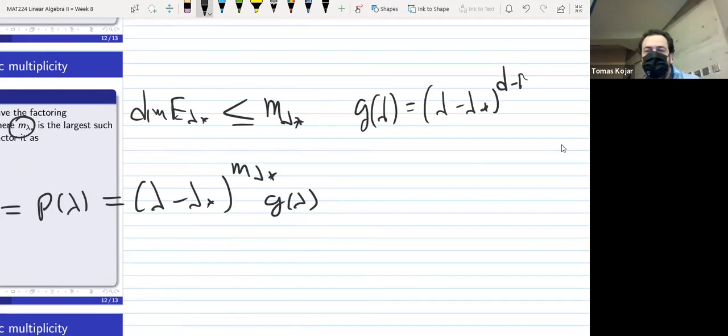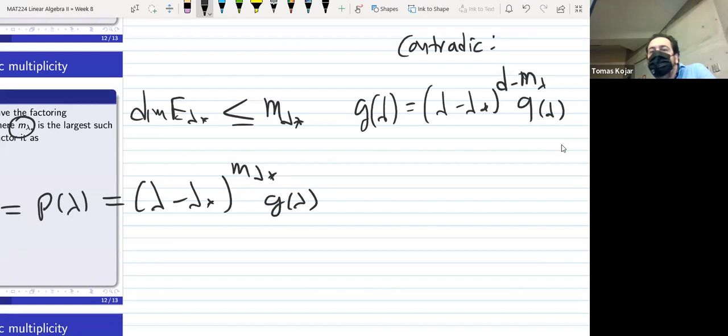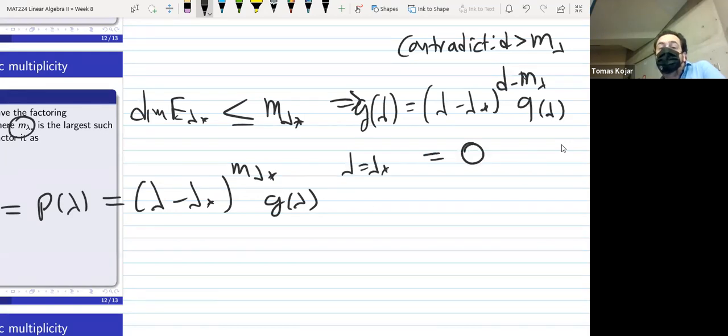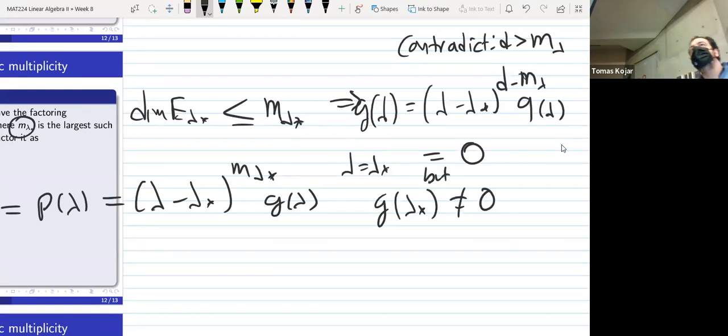No, that's actually a good question. It's D minus M lambda and then Q lambda, right? Suppose, by contradiction, assume D is strictly bigger than M lambda. That's our contradicting assumption. That means you can write this, but then you can put lambda equal lambda star, so you get 0. But the G lambda star by assumption is not 0.